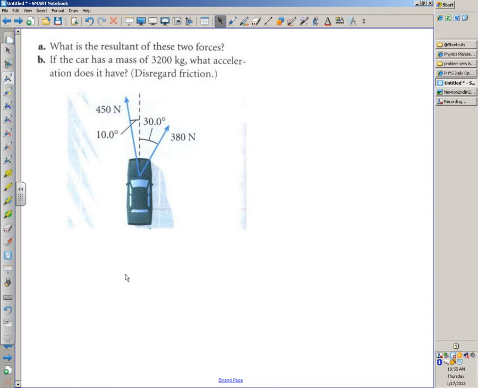So first, let's handle part A. If it says what is the resultant of these two forces, we have calculated the resultant of forces numerous times in here. Okay? We haven't called it this, but we've done it. We said the resultant represents the sum of two vector quantities. What name do we give to the sum of two forces? The net force, right?